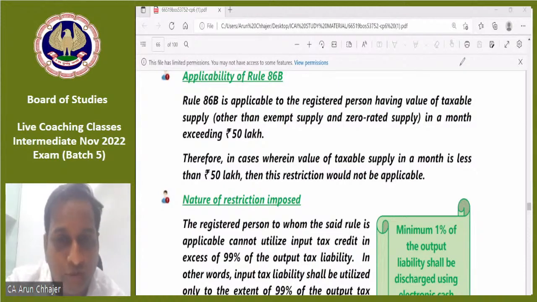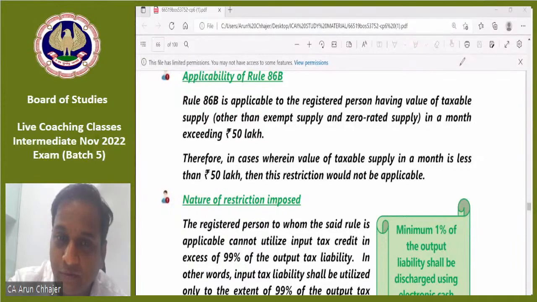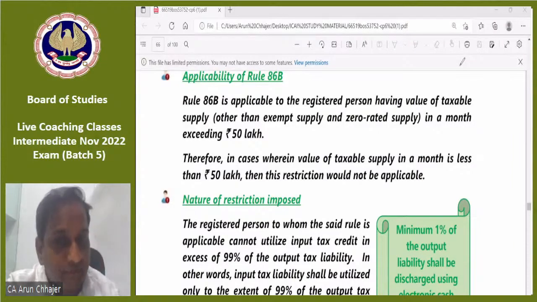Ayush, so do you mean that you have not understood? Is it clear, Ayush? Is it clear?